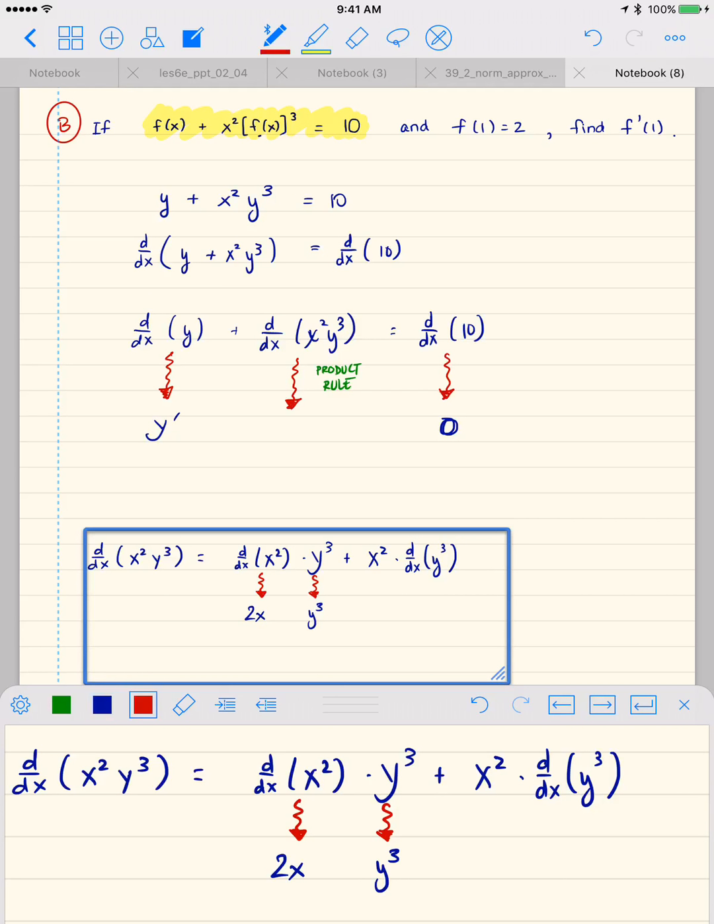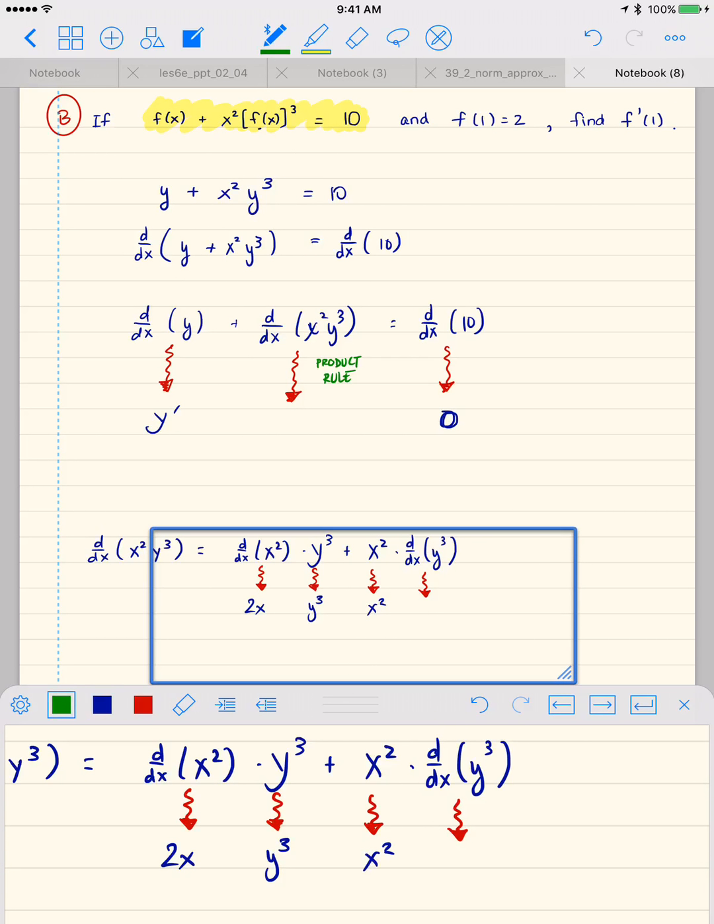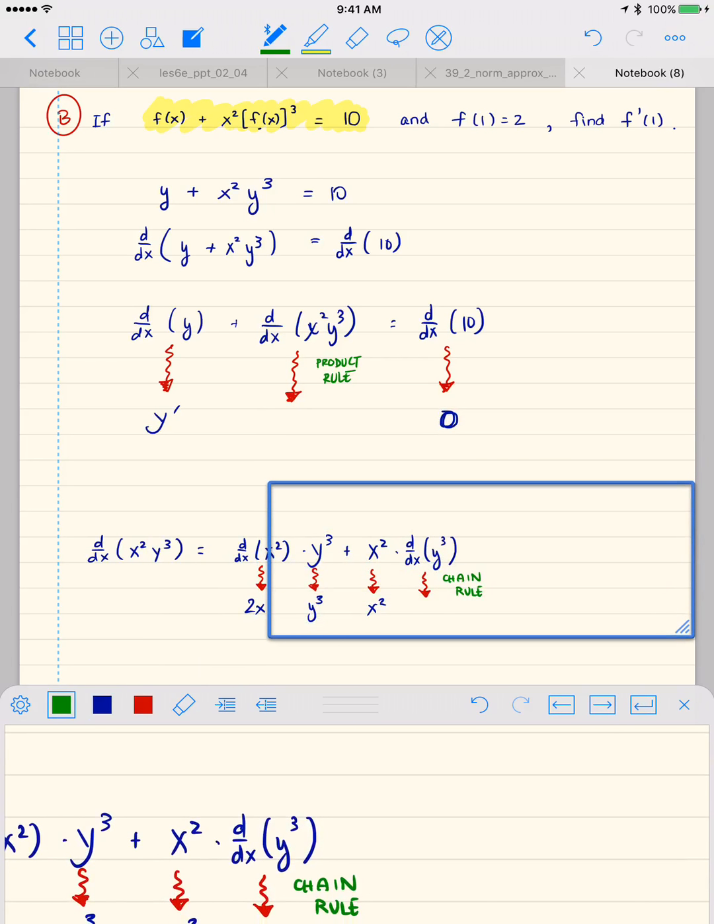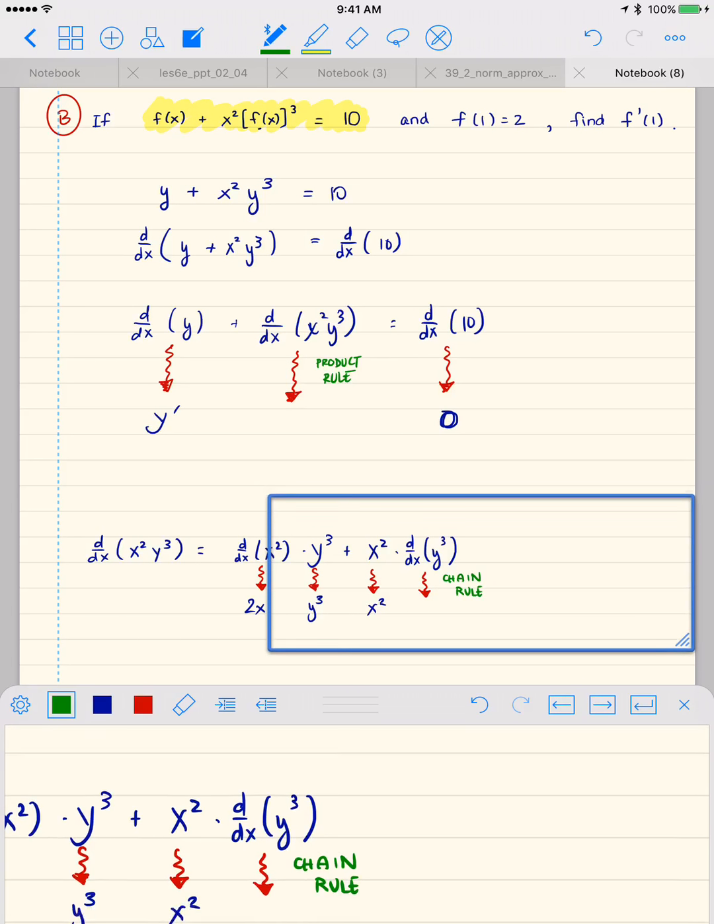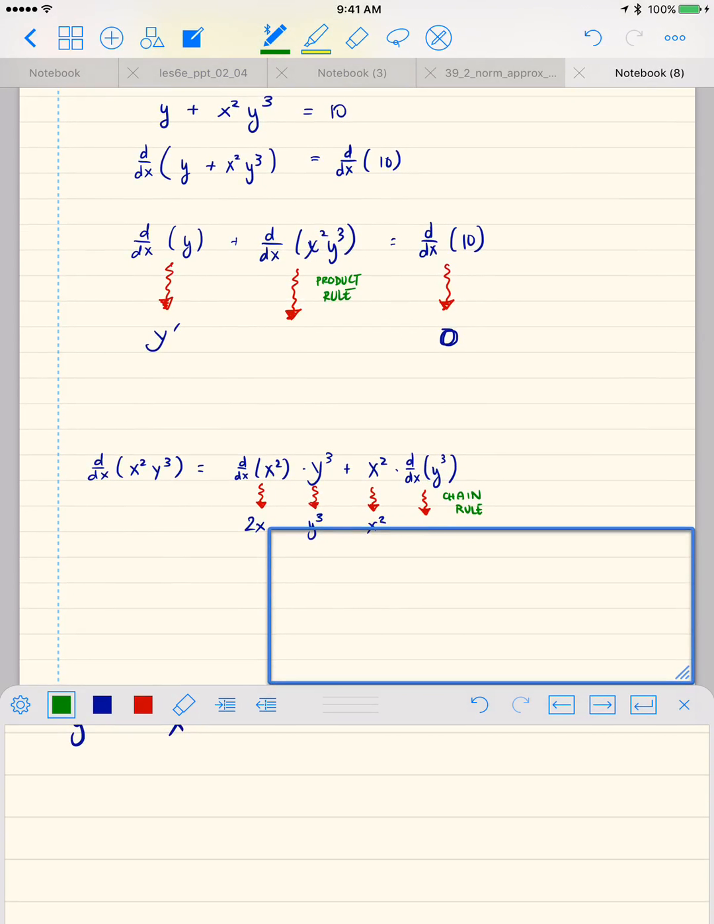Okay. Now, x squared just stays the same. But now I need the derivative of y cubed. And to do the derivative of y cubed, honestly, I need the chain rule. Now, it could be that you can do it in your head, but let me show you how to do it using how the chain rule gives you that derivative.